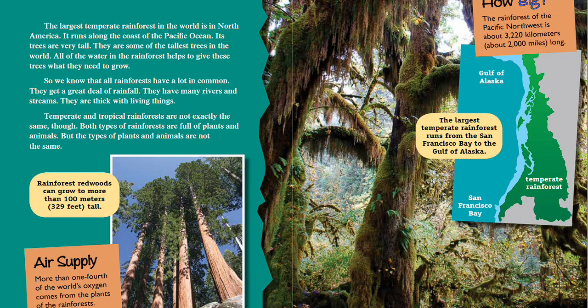How big? The rainforest of the Pacific Northwest is about 3,220 kilometers, about 2,000 miles long. The largest temperate rainforest runs from the San Francisco Bay to the Gulf of Alaska.